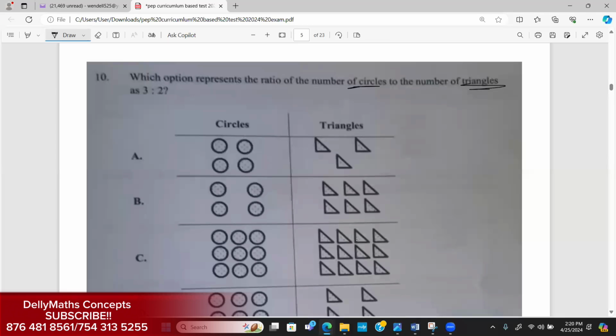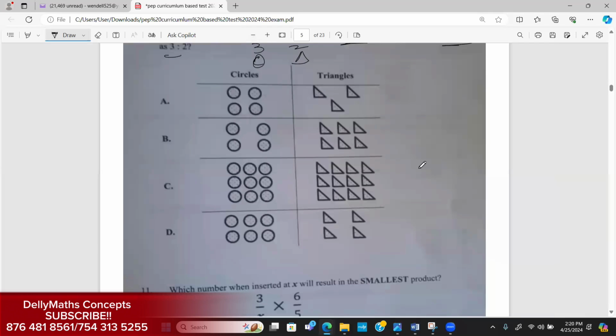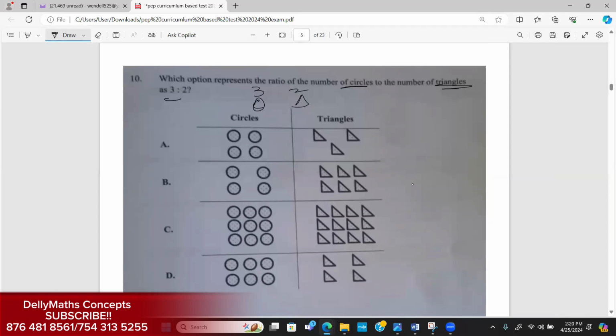Right, so it's 3 to 2. 3 is for circle, and I'm going to put an O there, and then 2 is for triangles. All you have to do is break these down. Whichever of these can break down to give us a 3 to 2, we're good. 4 to 3 cannot be reduced, so that's not the answer. This is 4 to 6. That won't give me the 3 either.